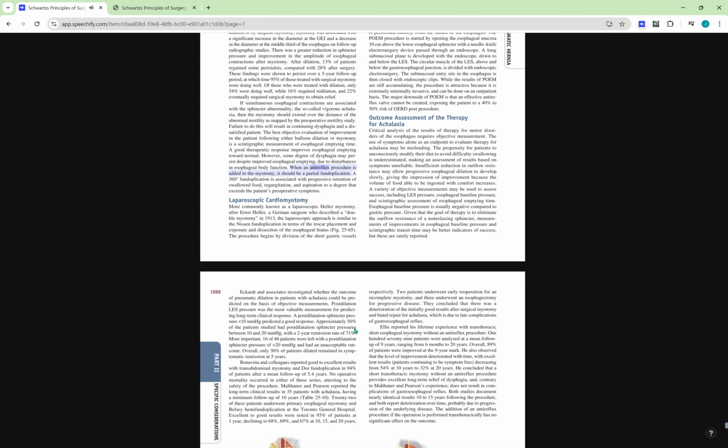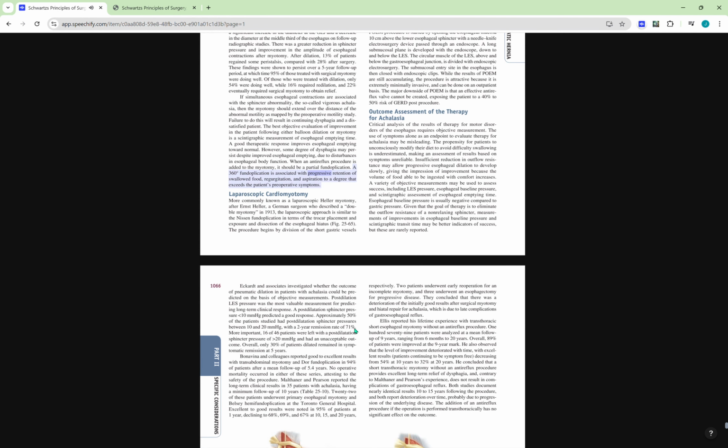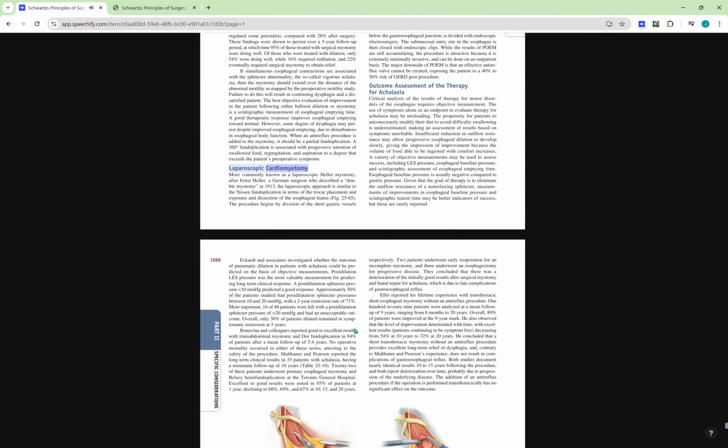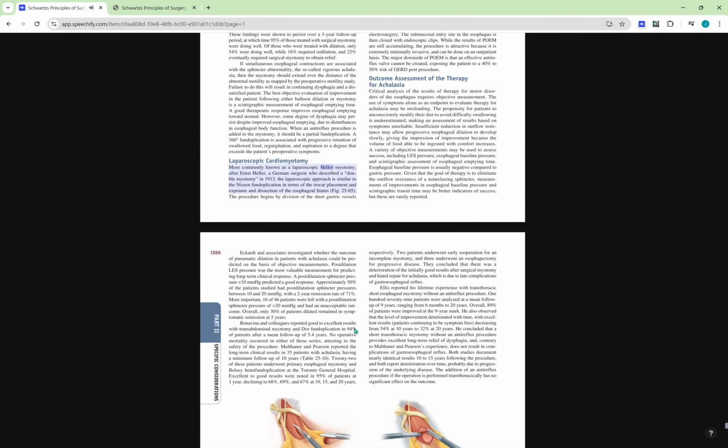When an anti-reflux procedure is added to the myotomy, it should be a partial fundoplication. A 360-degree fundoplication is associated with progressive retention of swallowed food, regurgitation, and aspiration to a degree that exceeds the patient's preoperative symptoms. Laparoscopic cardiomyotomy, more commonly known as a laparoscopic Heller myotomy, after Ernst Heller, a German surgeon who described a double myotomy in 1913.